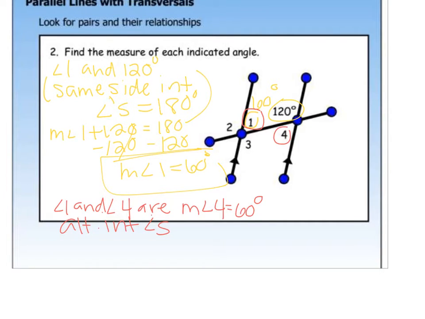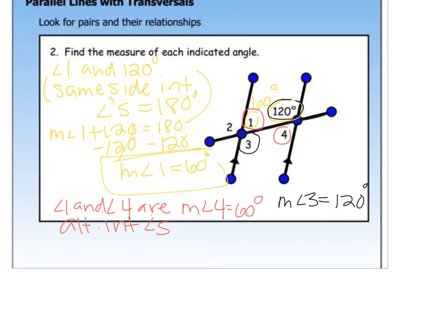Well, what's the relationship between this 120 degrees and this angle 3? Look, I circled them both in this black marker. So 120 and 3, they're on opposite sides of the transversal, so they're alternate interior. So I know that the measure of angle 3 is going to be congruent because alternate interior angles are congruent.